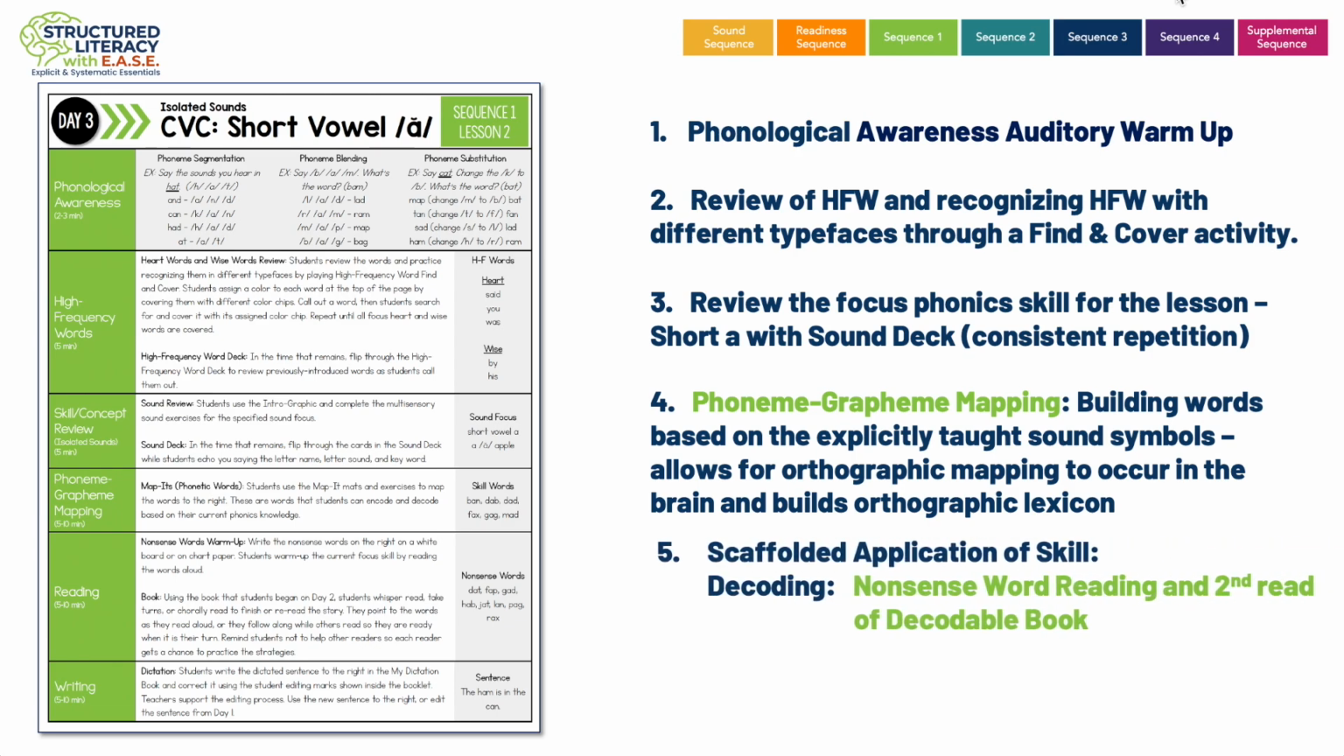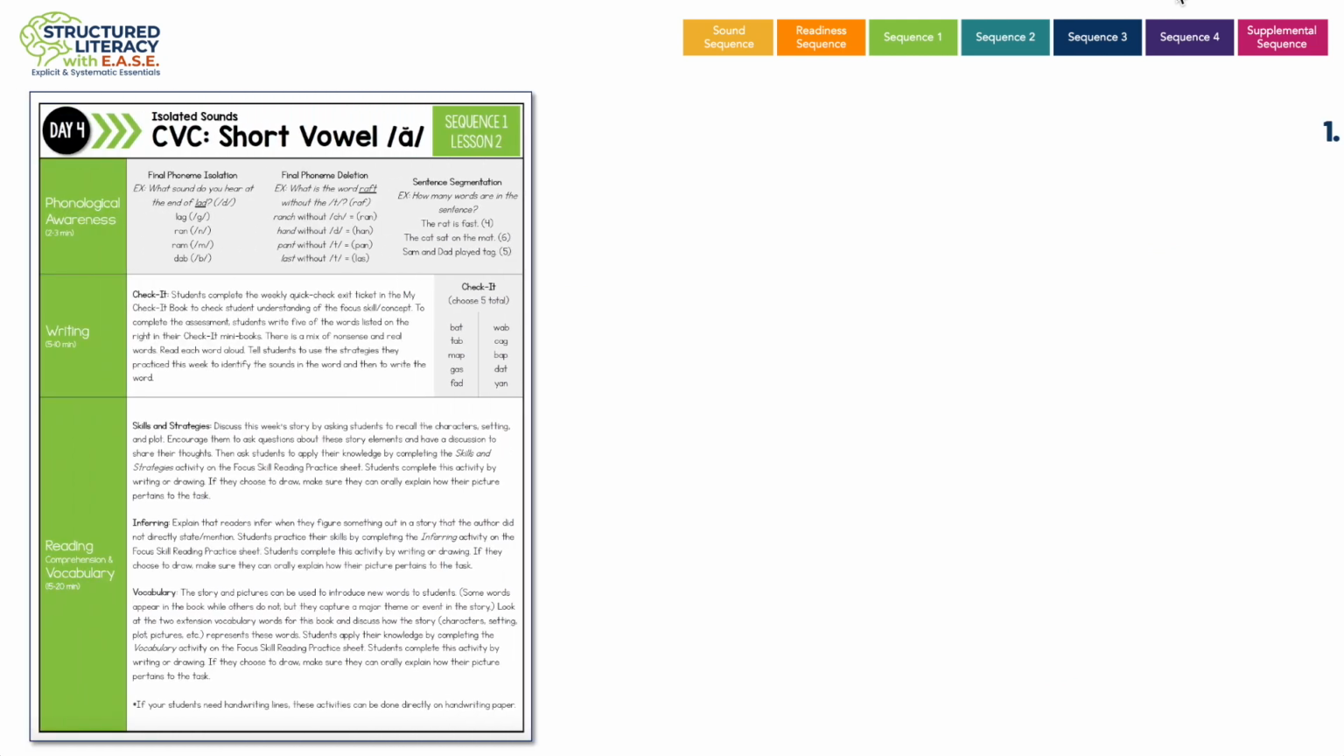Then we're going to, again, apply the skill. We're going to work on decoding through nonsense word reading, and we're going to either continue reading the book from day 1 if it wasn't finished, or we'll do a second read of the decodable book. And then last, again, application of the skills. So we're always applying the skills of decoding and encoding in every lesson, and that is through a sentence dictation again on day 3. Then on day 4, again, we go into phonological awareness auditory warm-up.